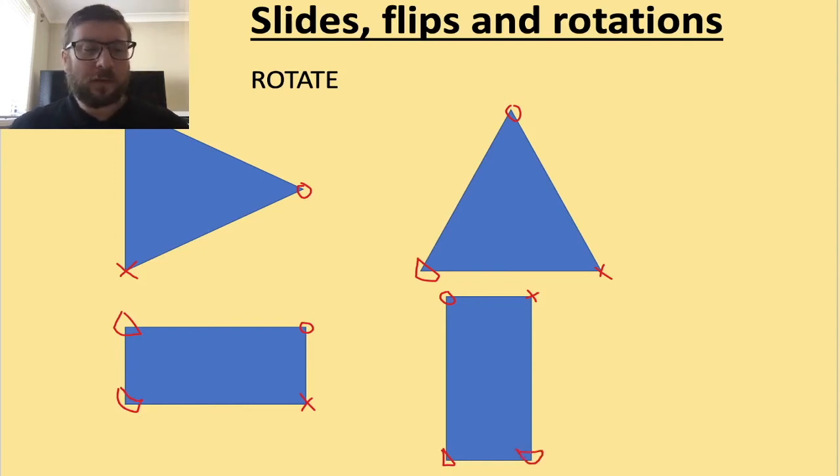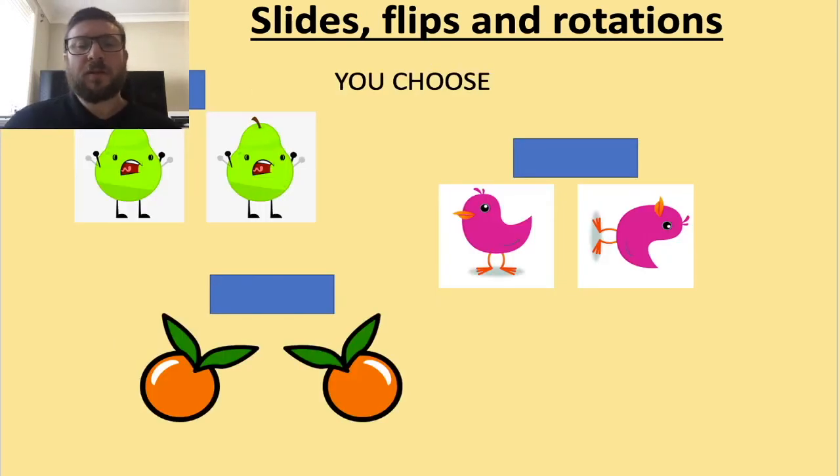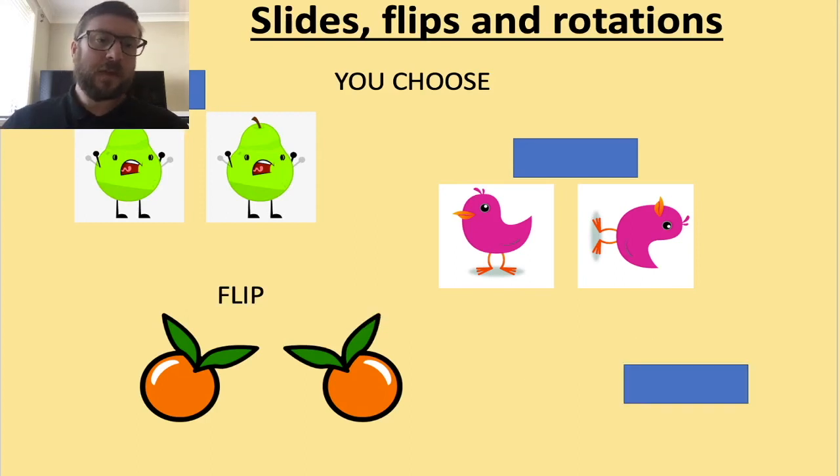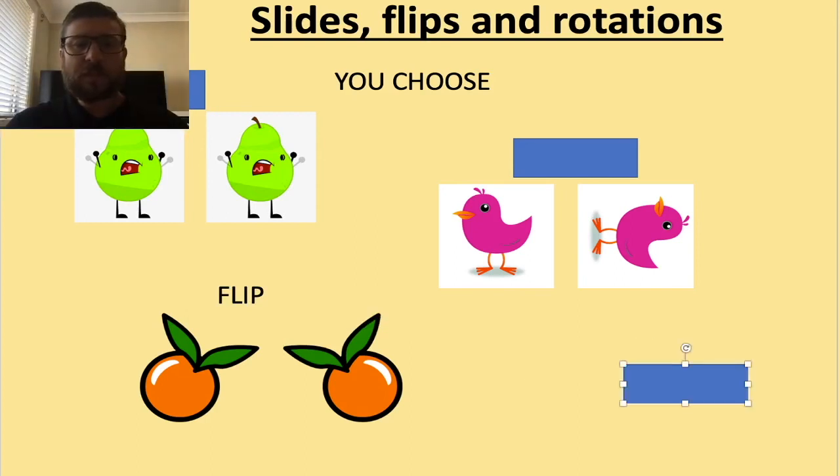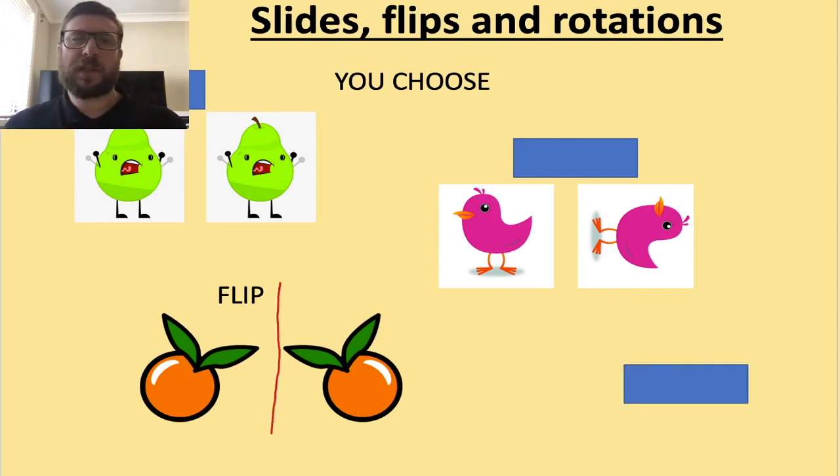Let's have a go by yourselves. Have a look at these pictures. Tell me, which one is a slide, which one's a rotate, and which one's a flip? I'm going to give you a couple of seconds to have a think about that. Alright, let's have a look at this one down the bottom with our oranges. What do you think? Slide, rotate, or flip? Let's move it across to have a look. Yep, that's right, it's a flip. And if you look at it, it's actually flipped through an axis of about there, if Mr. Jukes had a straight line.